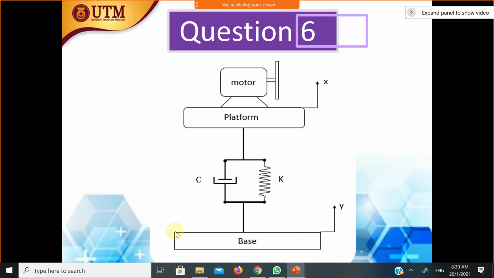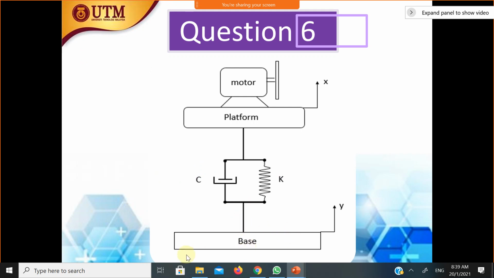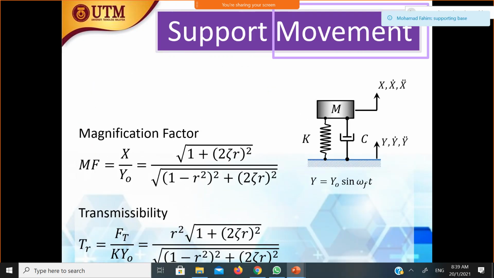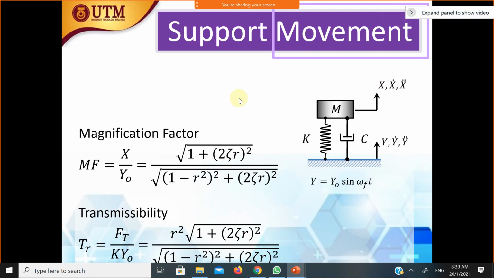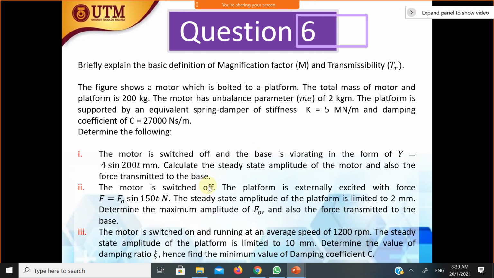So what kind of condition do we have? Which type of vibration? We switch off the motor and then the base is vibrating. Which one is this? The base, right? That means we are going to use the support movement. We are going to use this formula, support movement. Alright, this formula. So we need to find X.